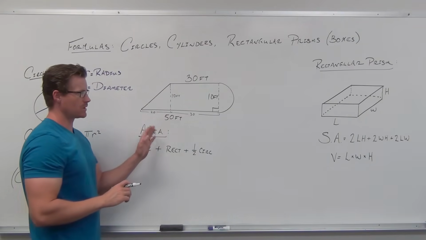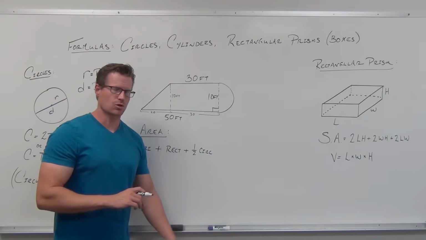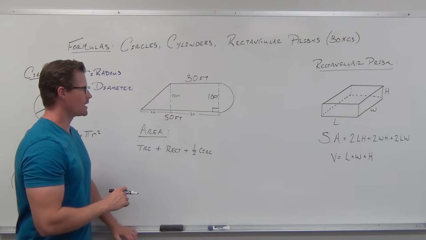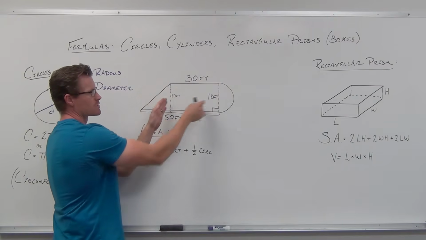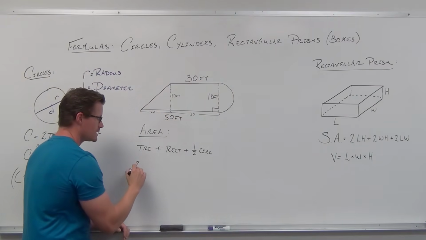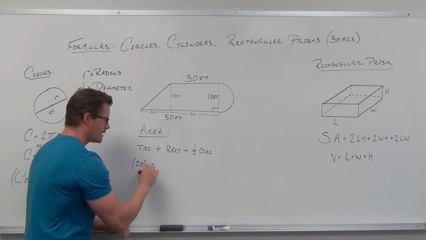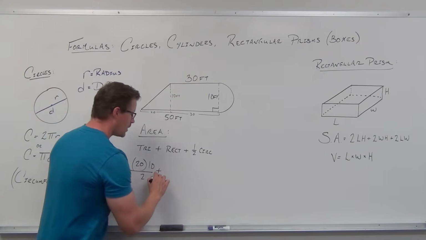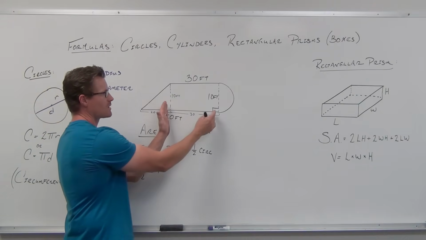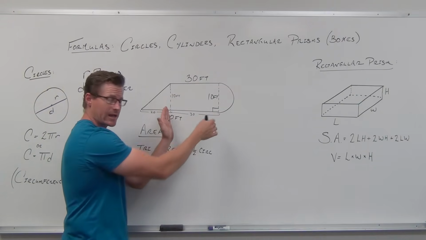Or, I'll do this one later, I see a trapezoid and a half circle. We'll see if they work out the same. So for our triangle, since this whole thing was 50 and this part of the rectangle was 30, we have a base of 20, we have a height of 10, and we would cut it in half, 1/2 base times height. Our rectangle is very nice. Our rectangle is a base of 30 and a height of 10.